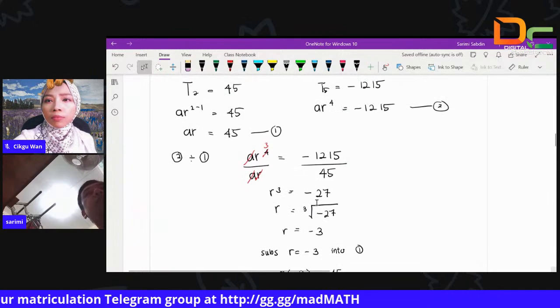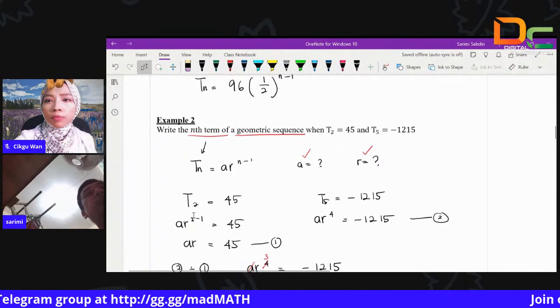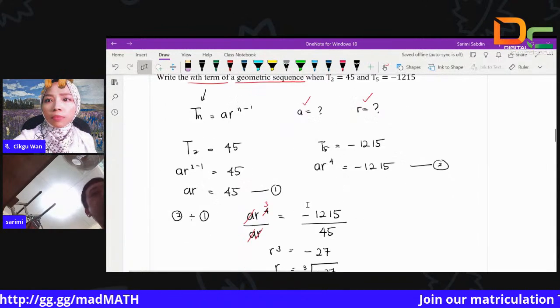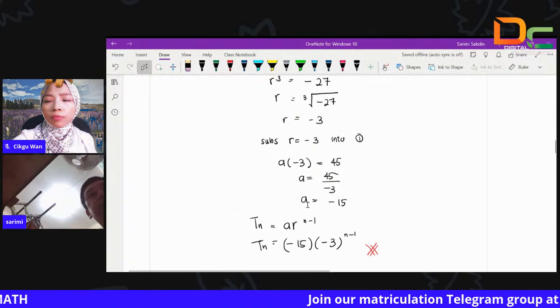In this question, we also use the formula of Tn for geometric progression.